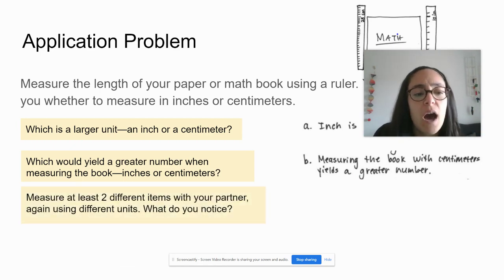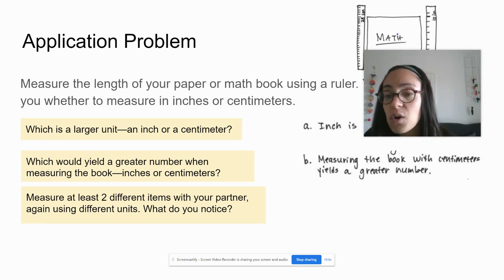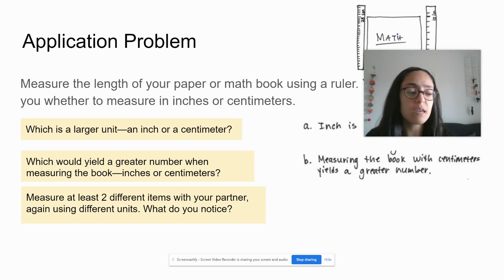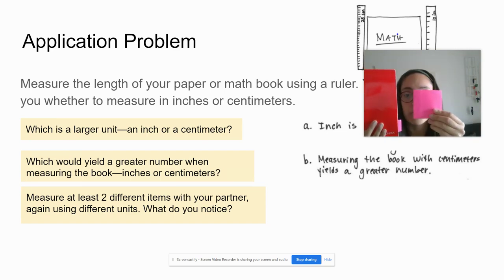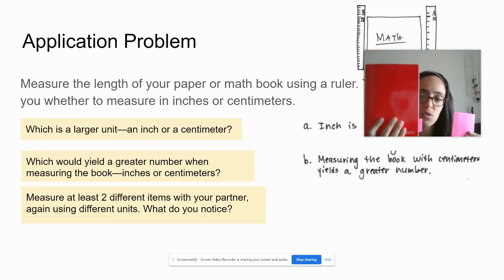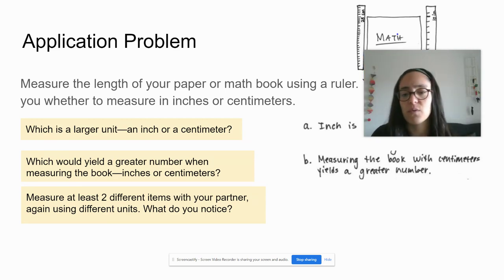And lastly, measuring two different items with your partner. As you go home, as you're watching this video, think about two different things. Maybe it's going to be a notebook versus Post-its. Which one would we measure our Post-its with? Which one would we measure our notebook with? And think about how you can go through that.